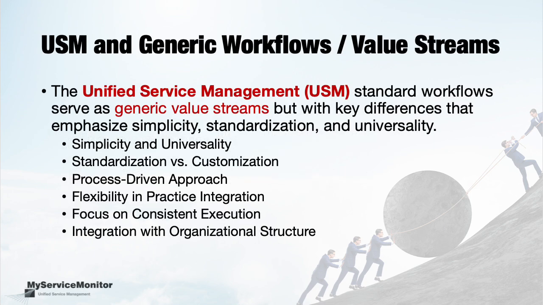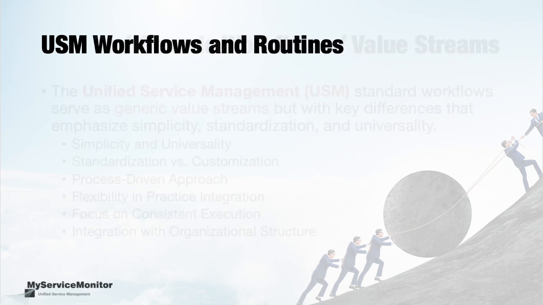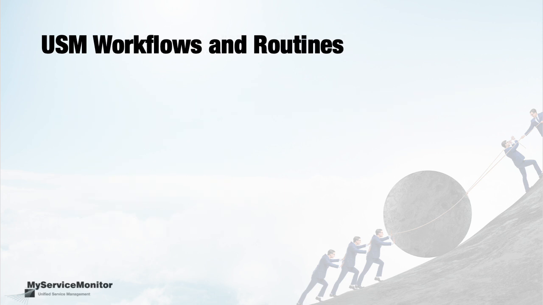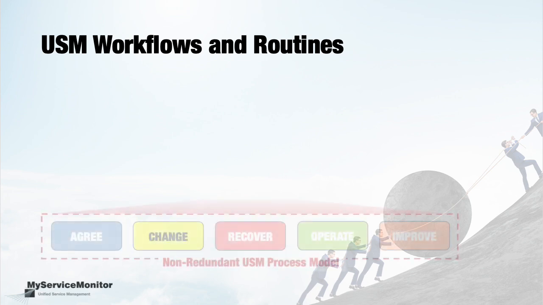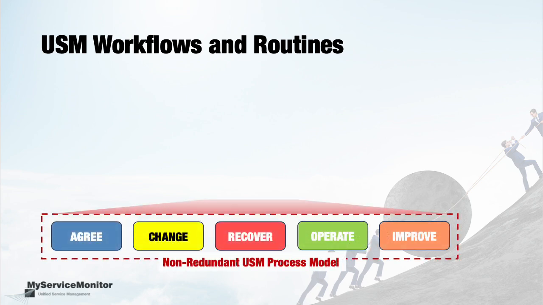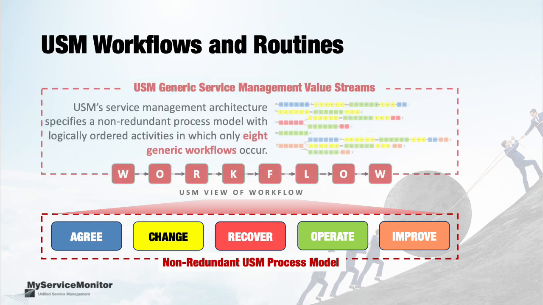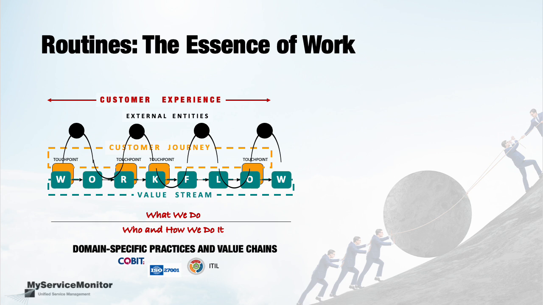The generic value streams used in traditional service management often follow established frameworks like ITIL, which are tailored to specific service scenarios and practices. So, the non-redundant USM process model of 5 processes: agree, change, recover, operate, and improve, is used to derive 8 generic value streams.